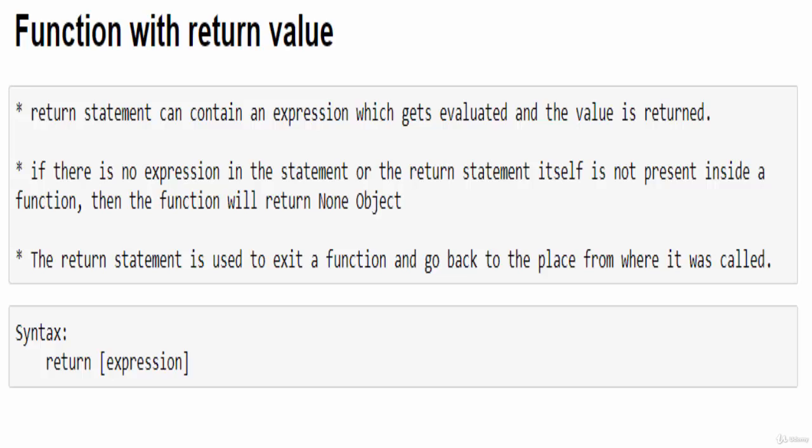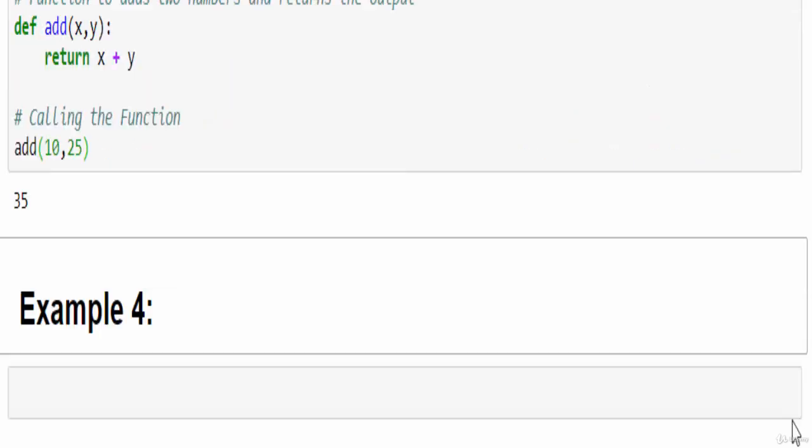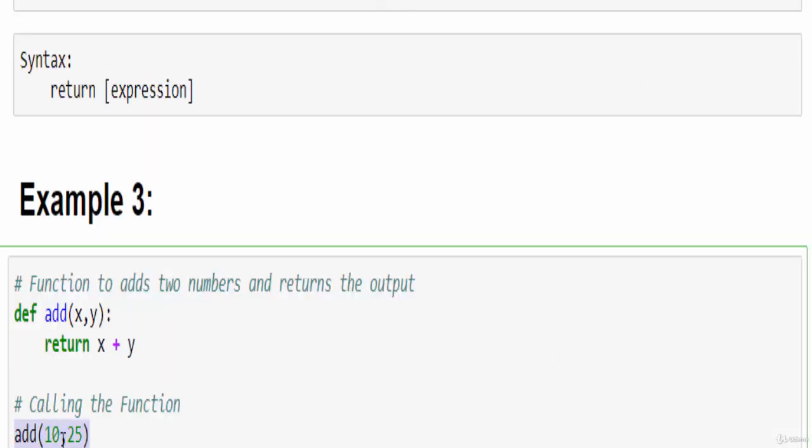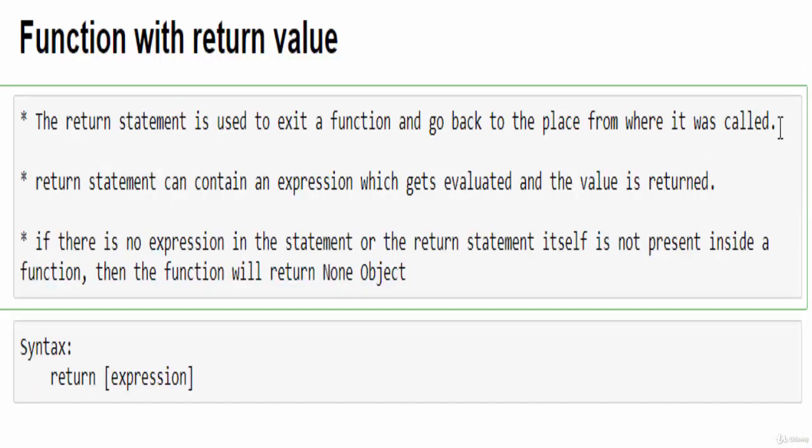And third important point, the return statement is used to exit a function and pass the output value to the place where it is called. In our example, add 10, 25 is the line where it started, did all the calculation, and finally it came out of the function and returned the value. That is what is mentioned here. Hope you understood how to return from the function.